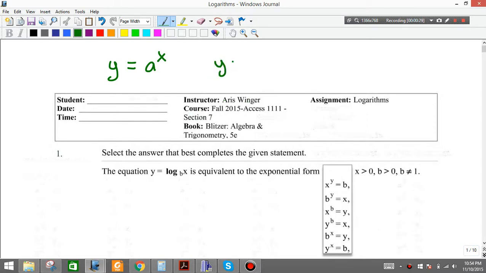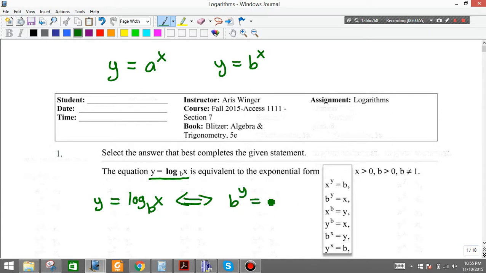The convention is going to be that the base is b, so we're really going to say y equals b to the x. The inverse of that is what we're going to call the log. When we say y equals log base b of x, we mean that b to the y is equal to x. This is something we're going to be talking about over and over again. So b to the y power equals x.